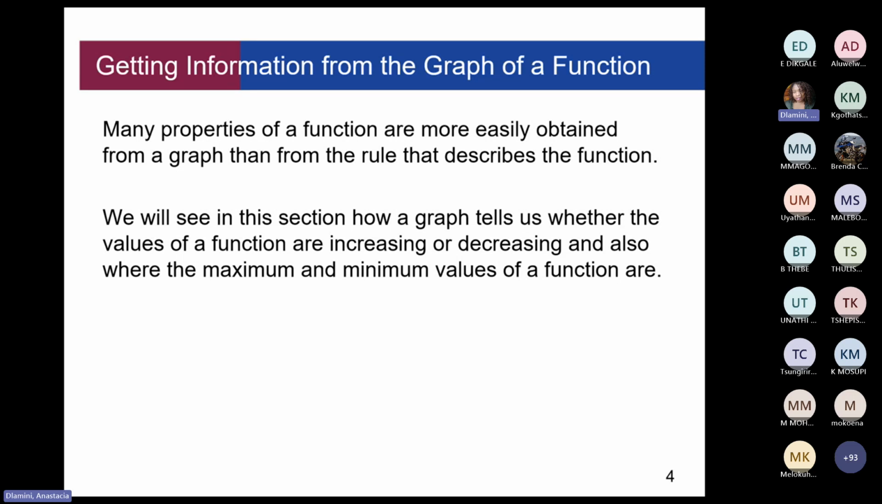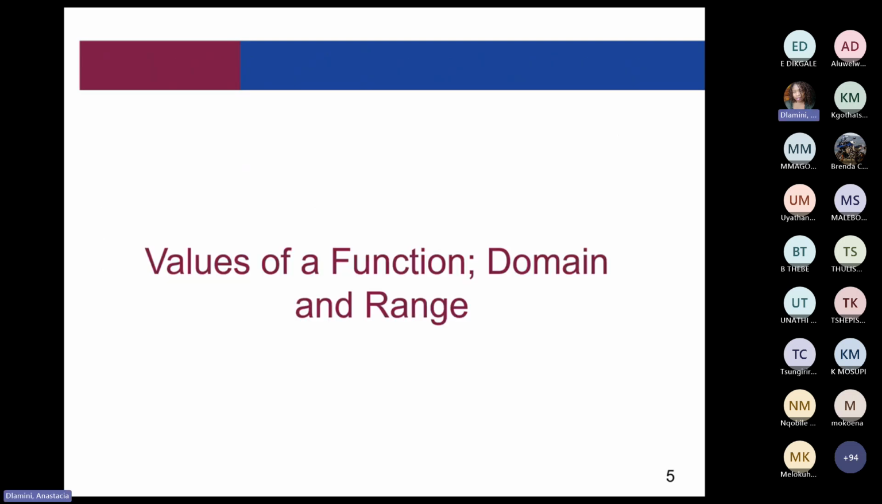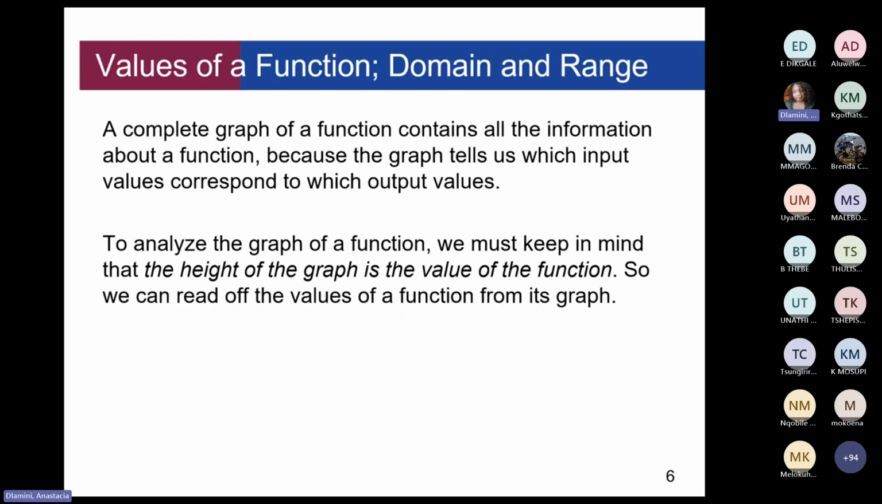They say many properties of a function are more easily obtained from graphs than from the rule that describes the function, meaning that y equals x squared as the equation. It's not easy to obtain a lot of information, but when you draw it, it becomes easy. We'll see in this section how a graph tells us whether the values of a function are increasing or decreasing, and also where the maximum and the minimum values of a function are. So let's look at the values of a function, the domain and the range of a function.